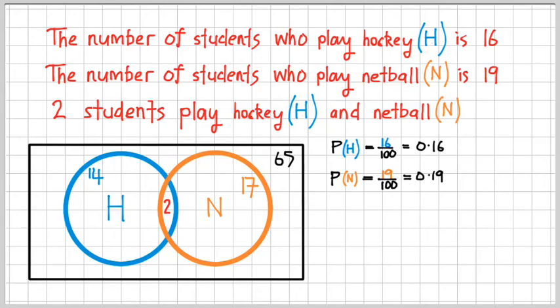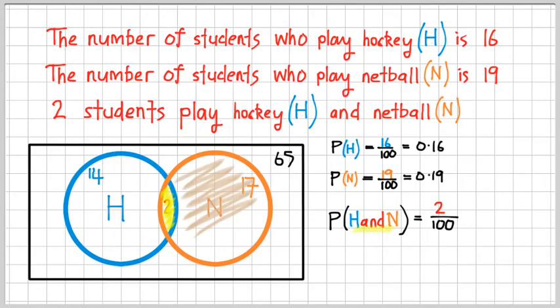What we are going to do though is calculate the probability of this scenario here: a student playing both hockey and netball. Now that should be immediately obvious to you. 2 divided by all possible outcomes, 100 students. Now I've shaded that area there for you, just so you know where to look.